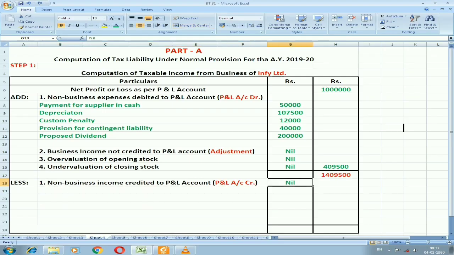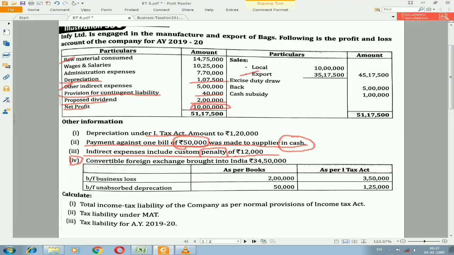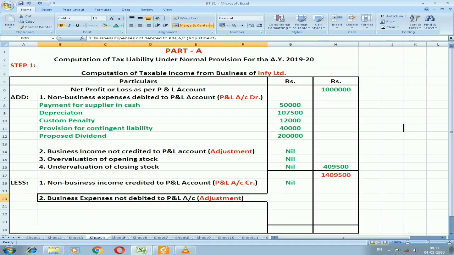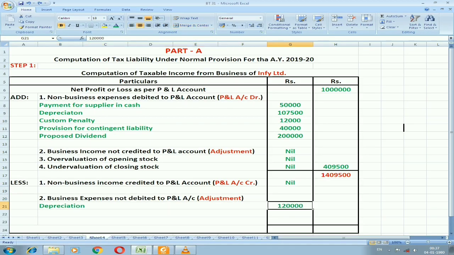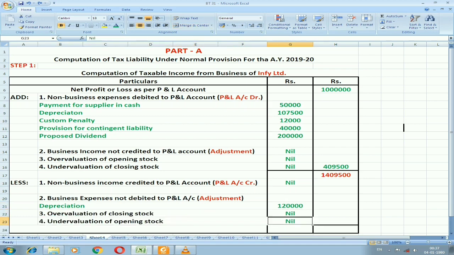Then the second point, we are supposed to take business expenditure not debited to profit and loss account. In the adjustment, we are supposed to take the business expenditure. We have one, always depreciation, which is allowable as per IT Act. That will be considered as business expenditure that we are supposed to take while doing less. That is the amount of 1,20,000. Apart from that, we don't have any other expenditures on the credit adjustment. Then we are supposed to take nil for closing stock, opening stock overvaluation. And if you less the total amount, you'll get 12,89,500 as taxable income from business.